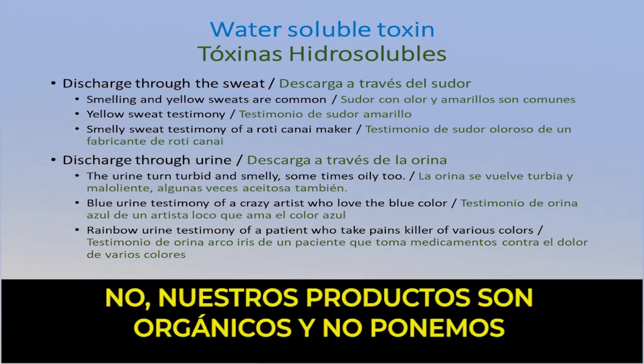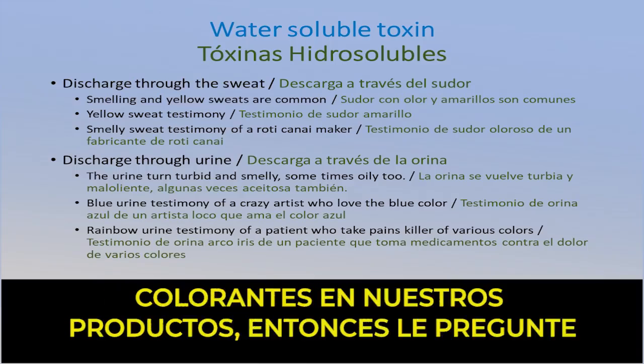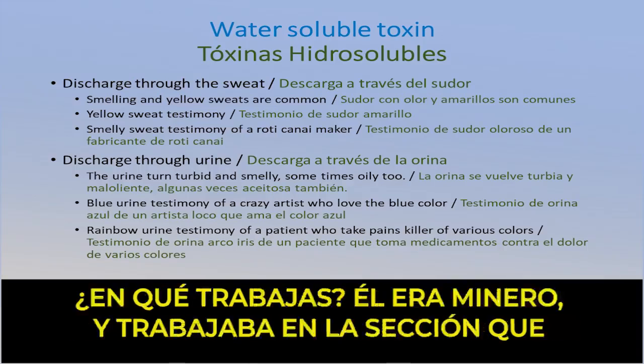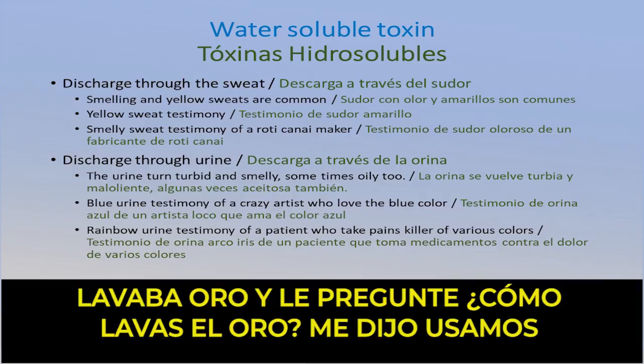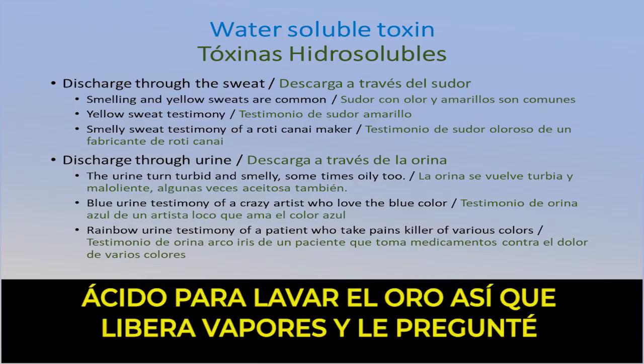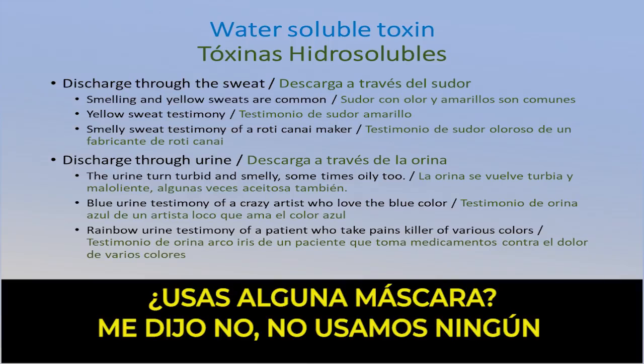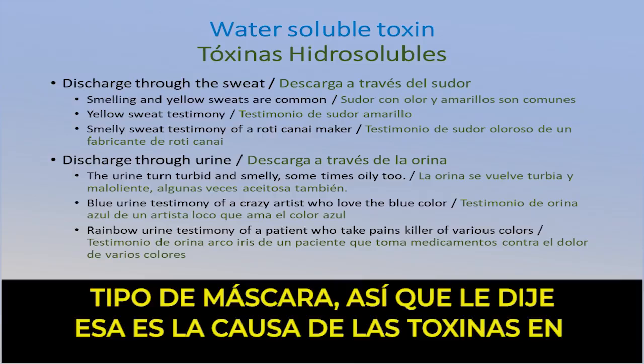I told him our products are organic products. There is no yellow color. We do not put color into the products. Then I asked him, what's your profession? He is a goldsmith, in the section where they wash the gold. I asked, how do you wash the gold? They use an acid to wash the gold. At the time there is a lot of fume coming up. I asked him, do you wear any mask or not? He said, no, I'm not wearing any mask.